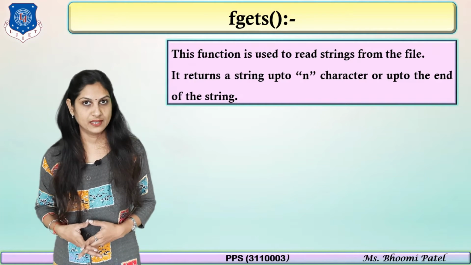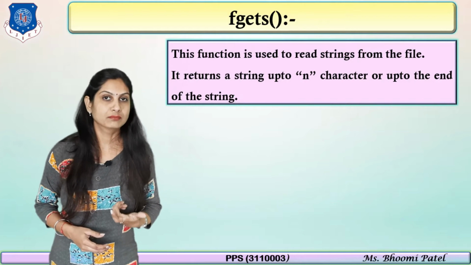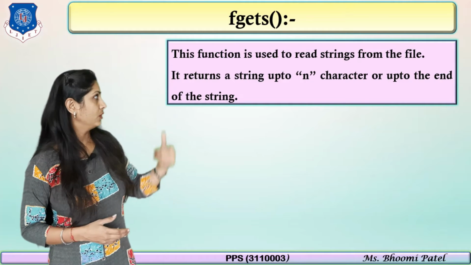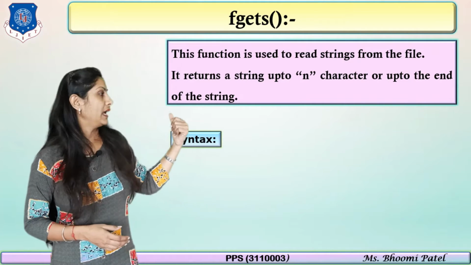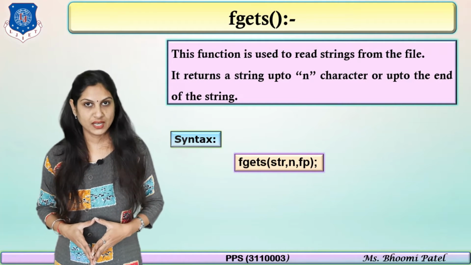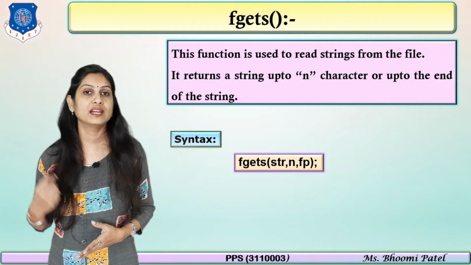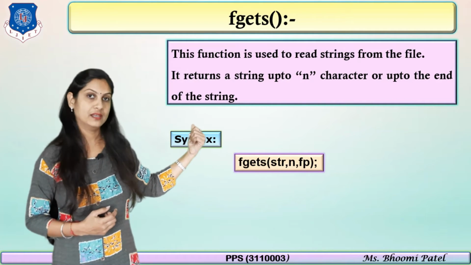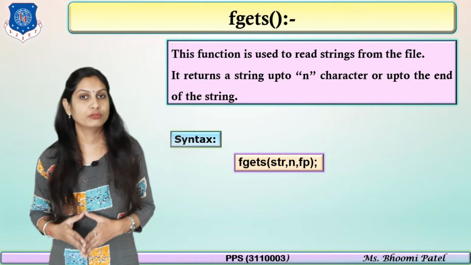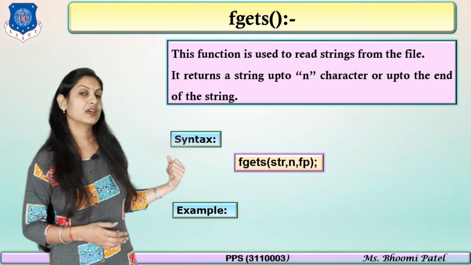So simply we use another function, that is fgets. This function reads a string of a particular n number of characters, or up to the end of the file. How? Let's see the syntax. The fgets function takes three parameters. First is a string name, suppose str, then how many characters you want to read from the file, that is n, and third is fp, the file from which you have to read, indicated by the file pointer fp.